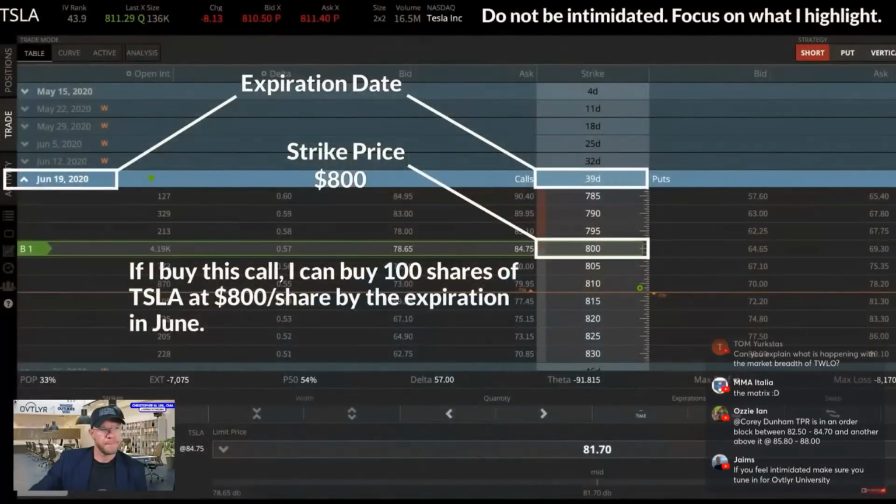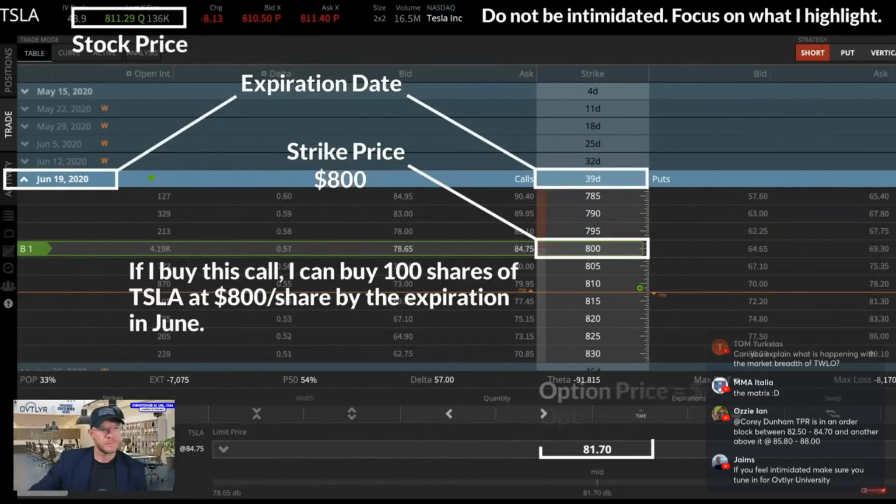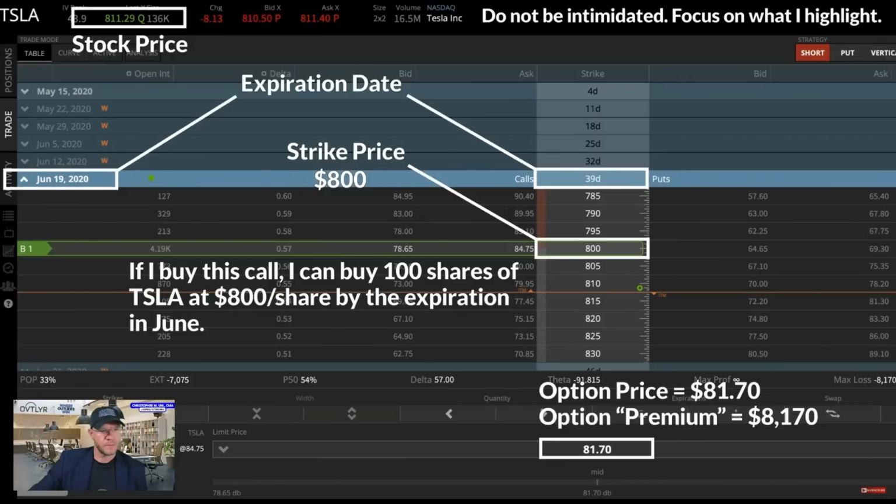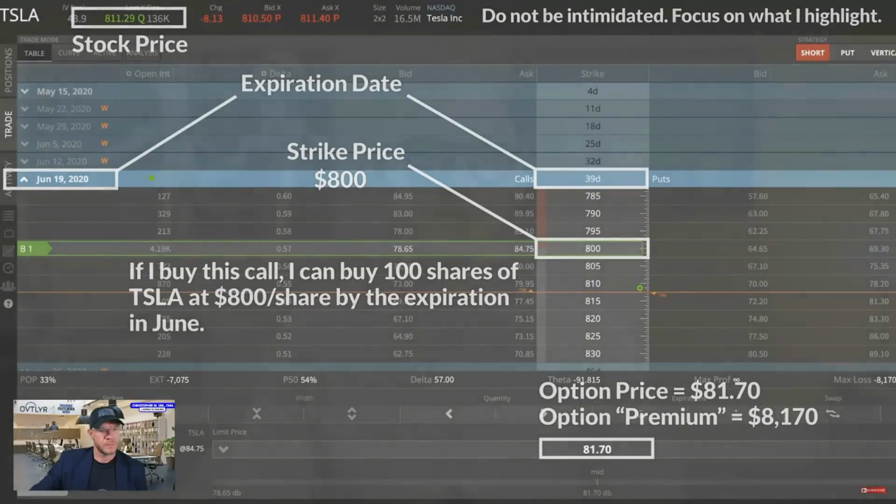Now let's note that the current Tesla stock price is $811. So the stock price is the current market price of the shares, but we are looking at a call option with a strike price of $800. In the bottom middle of this image, we can see that the option price is $81.70. But remember, this is not the actual value or premium of the option. This is the option price. To get the option's actual value, the cost of purchasing one contract is $81.70 multiplied by the option contract multiplier of 100, which gives us an option value or option premium of $8,170.